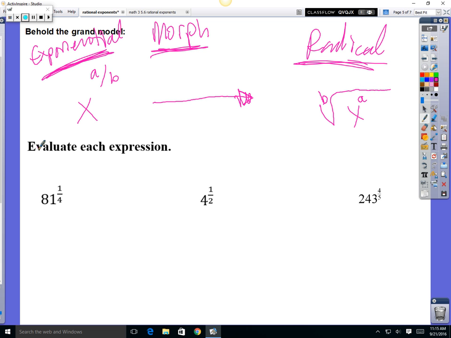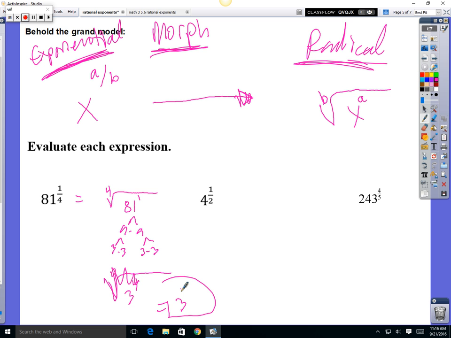Here we go. You've got to evaluate these. 81 to the 1/4, it is in exponential. Let's morph it. So let's go radical. Let's put 81 here. The 4th root of 81. Okay, there we go. Now 81 busted up. Let's see if there's any groups of 4 in there. 81 is 9 times 9. 9 is 3 times 3. 9 is 3 times 3. So that is really the 4th root of 3 to the 4th. And since I've got a 4th root and a 4th power, they will undo each other, and your answer is 3.